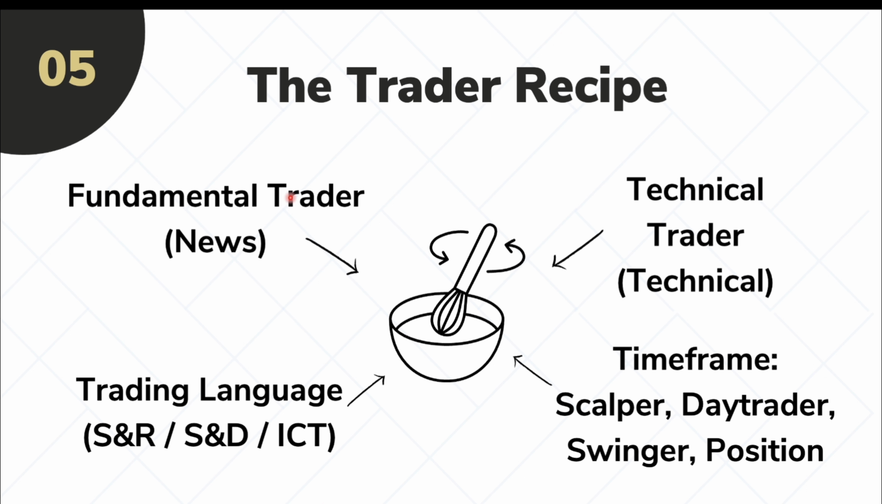So you need to be a little bit of a fundamental trader, focusing on news and macroeconomic conditions. You need to be a technical trader, a little bit of technicals. In your technicals, you need to find a trading language. You can do support and resistance, supply and demand, ICT. Just choose the one that resonates the most with you. And then you need to choose your time frame. Are you a scalper with no free time, lots of stress, but high risk and reward? Are you a day trader? Are you a swing trader? Are you a position trader? And choose that for yourself.